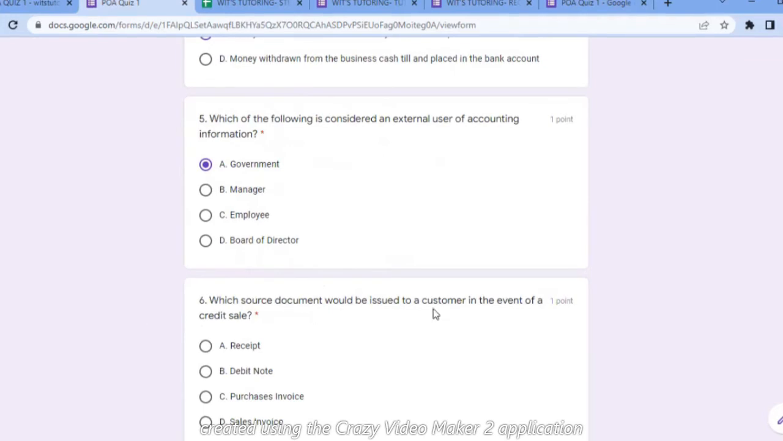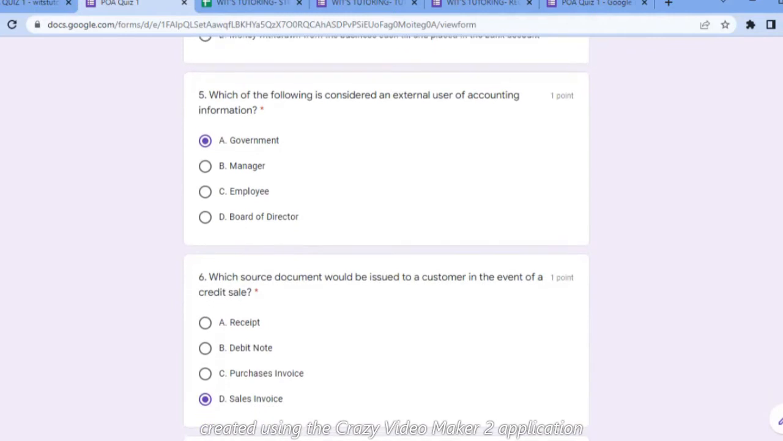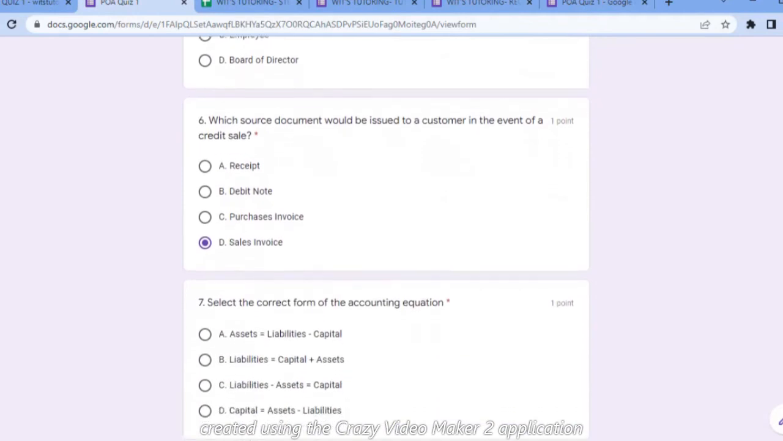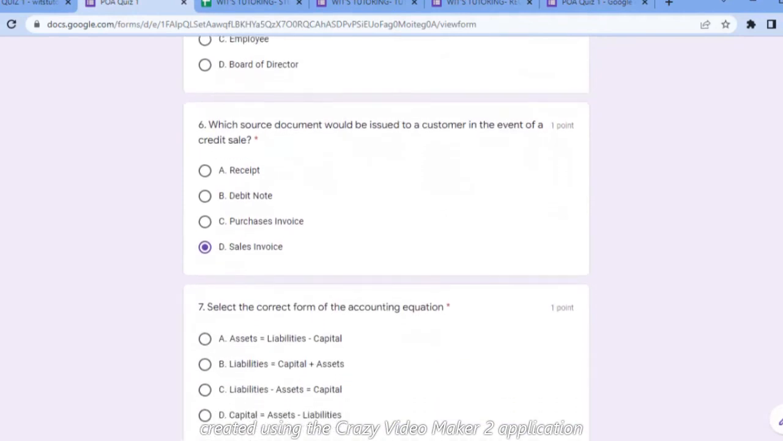So in the event of a credit sale, we mean that we sell the goods on credit to the customer, but we're going to issue them something. It's definitely a sales invoice that will be issued to that customer, okay? I actually have a lesson going through all the source documents, but I cannot touch on that right now. All right.